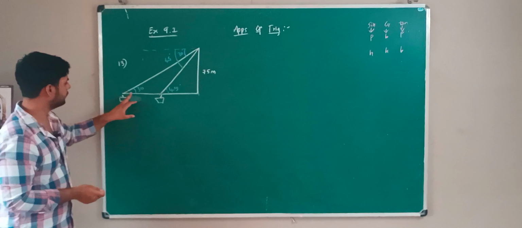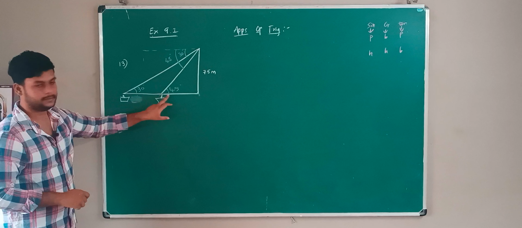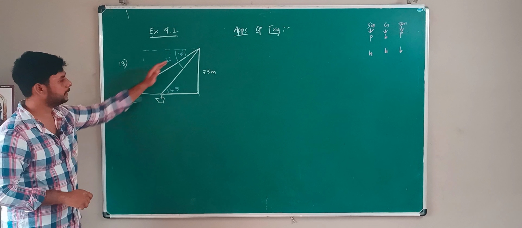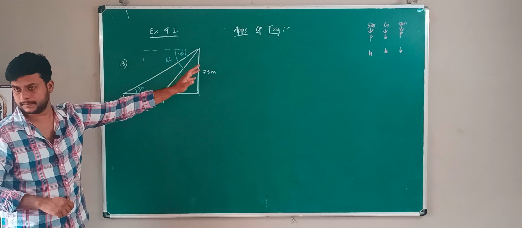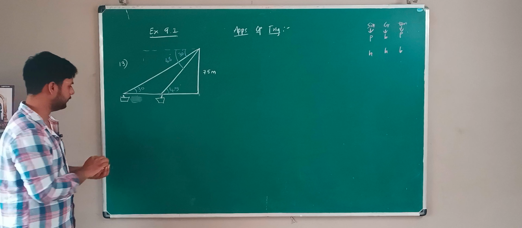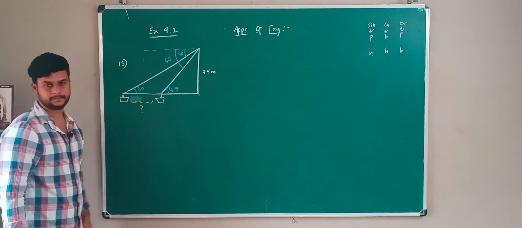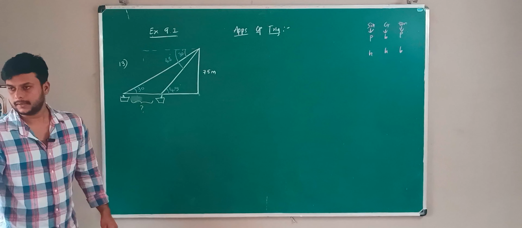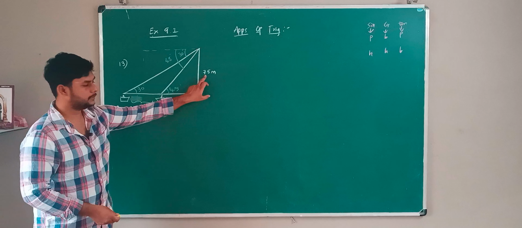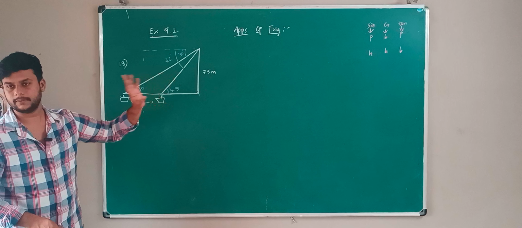To make it simple, you can just think like this: 30 degrees, 45 degrees. If you see from here, it is 30 degrees. If you see from here, it's 45 degrees. And I should find the distance between this ship and this ship. The distance is a question mark. Understood? And what is given for me? This is the only given thing. The height of the tower is the only given thing.